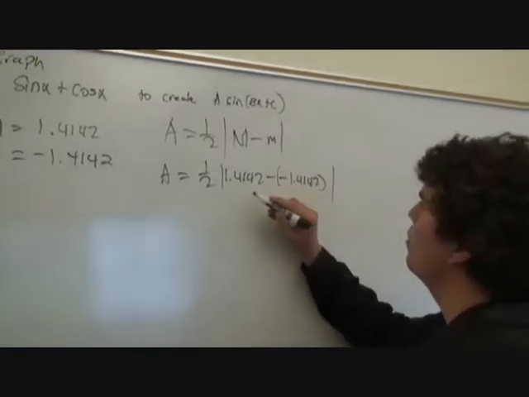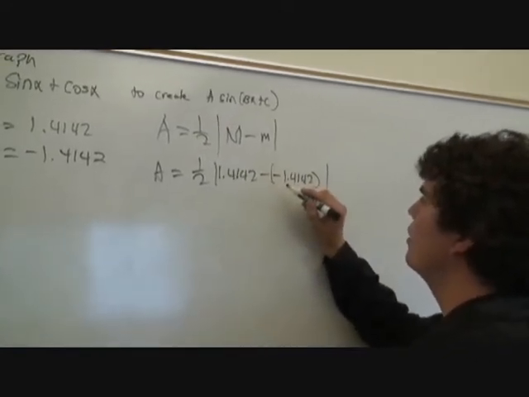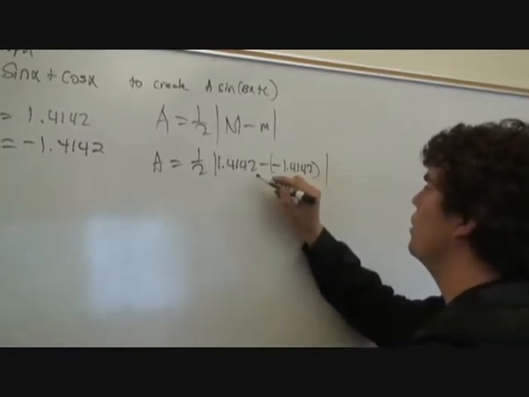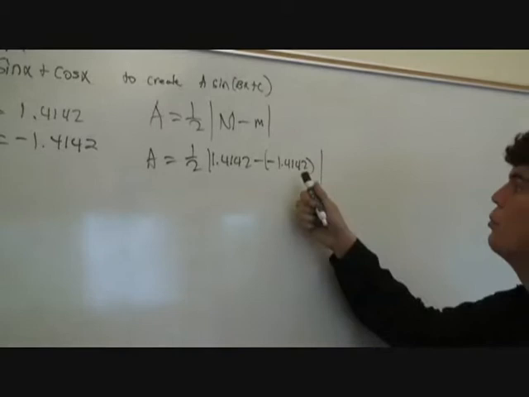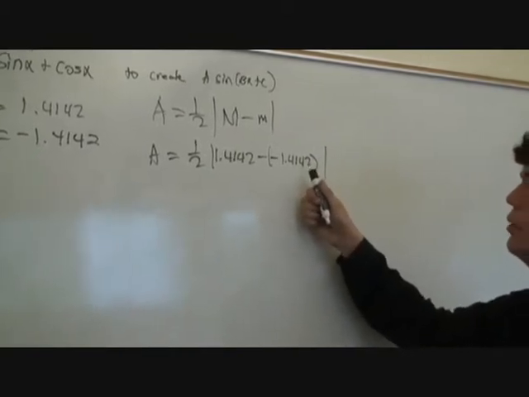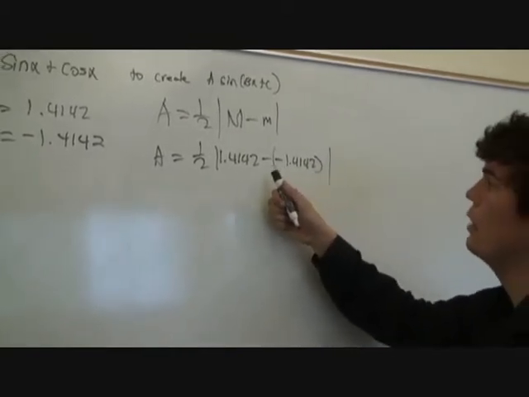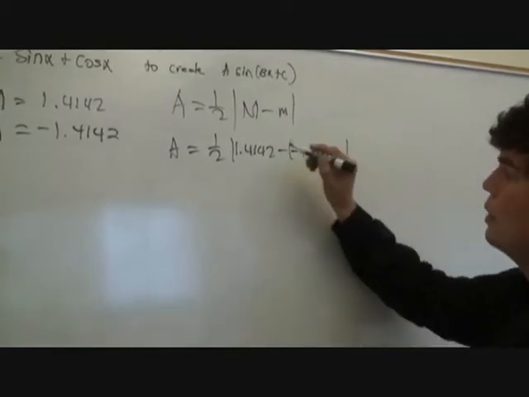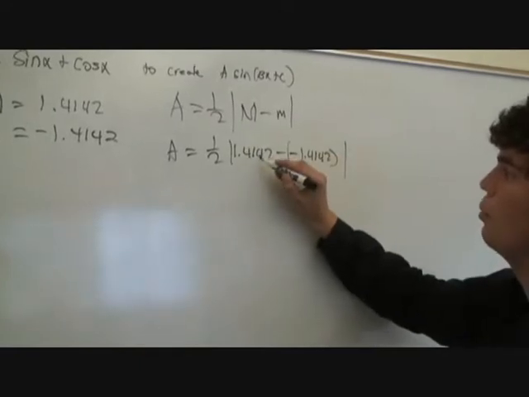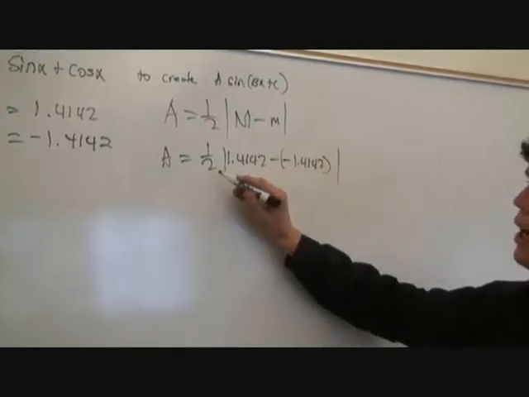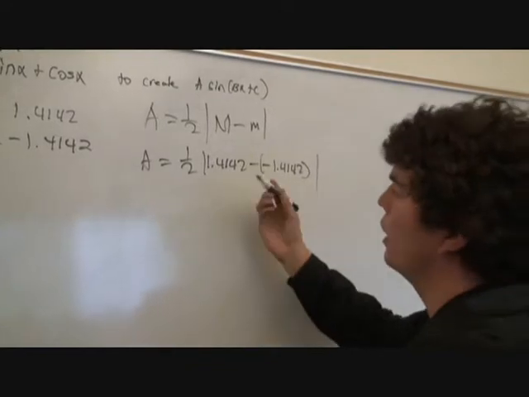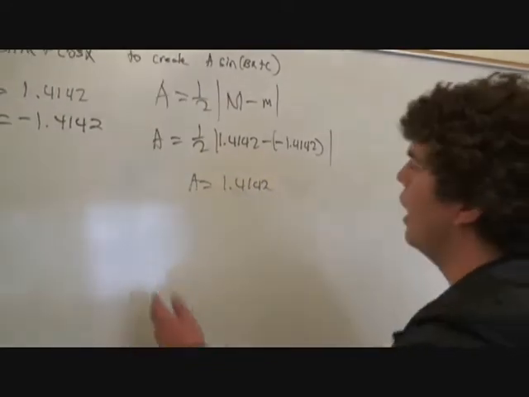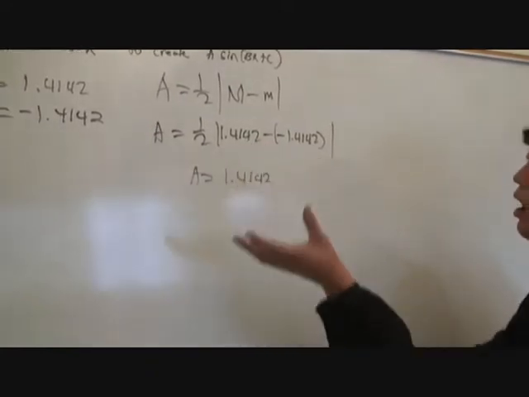When you are subtracting a negative value from a positive value, you'll actually be adding them. Because they're essentially the same value numerically without the negative sign, it's going to be double this. So you add this up, you get double this value, 1.4142, and then by dividing it by 2, you get this value again. So A equals 1.4142 as your amplitude, and because it's absolute value, it would be positive anyway.